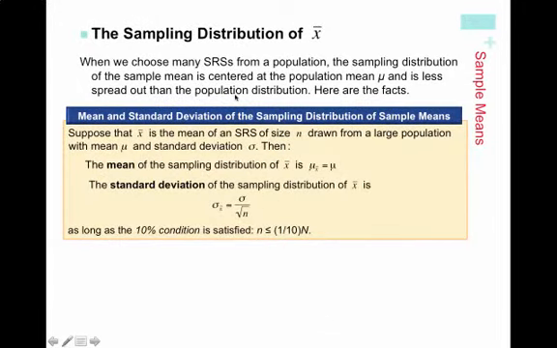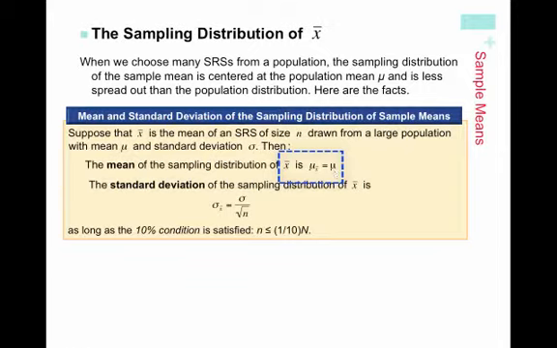So, if we're choosing many SRSs from a population, the sampling distribution of the mean will be centered at the population mean and will be less spread out than the population distribution, and that is fact, ladies and gentlemen. X bar is the mean of an SRS of size n. That population has a mean mu and standard deviation sigma. Then the mean of our sampling distribution, when we're sampling a bunch of x bars, is mu sub x bar, and that will always equal mu.